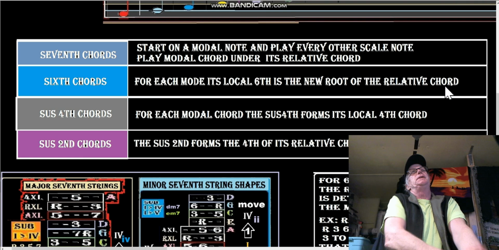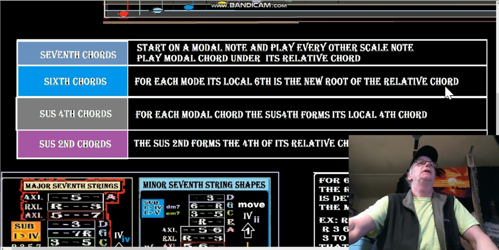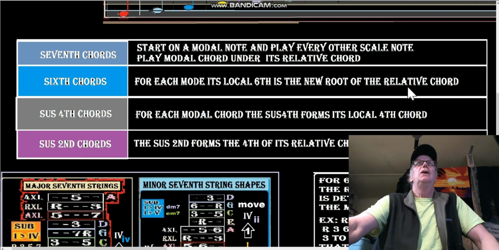By the way, it's cold in here. It's getting cold again. We got some cold weather. It's 39 degrees and raining outside. So it's a good day to do a lesson.